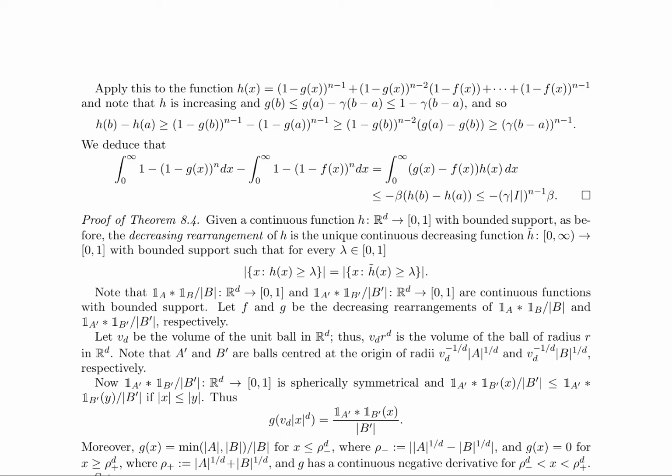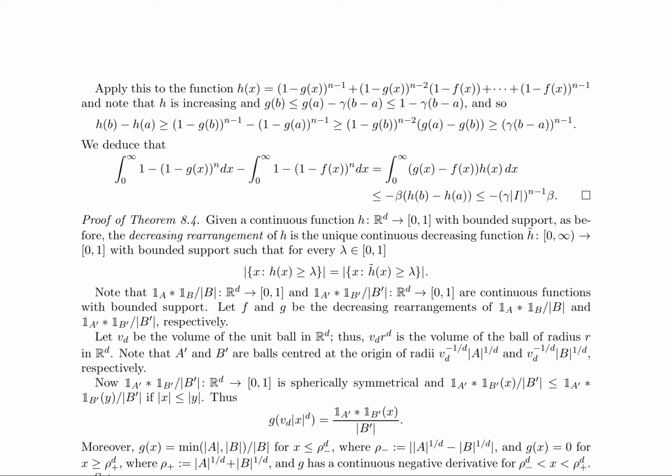The authors apply the function h(x) = 1/g(x)^n1 + 1/g(x)^n2 · 1/f(x) + 1/f(x)^n1, leveraging the properties of g(x) and f(x) to deduce that the integral of 1/g(x)^n dx is less than or equal to the integral of 1/f(x)^n dx. This is further bounded by gamma I^n1 beta.